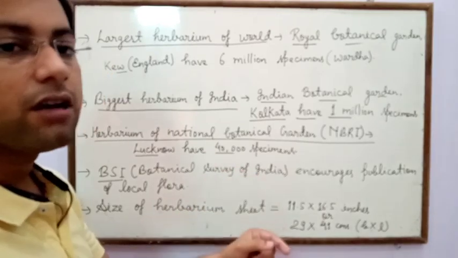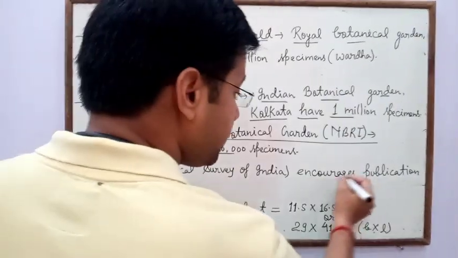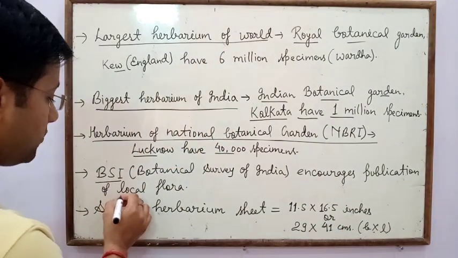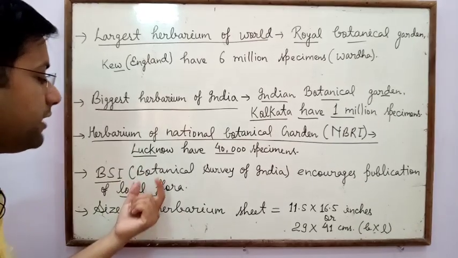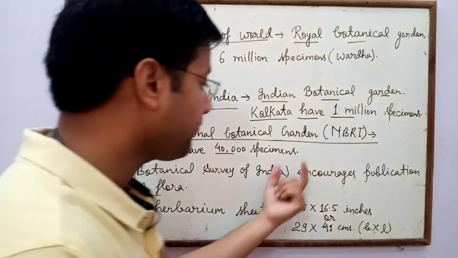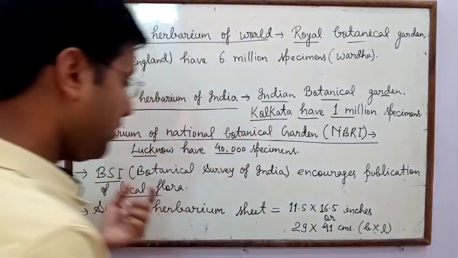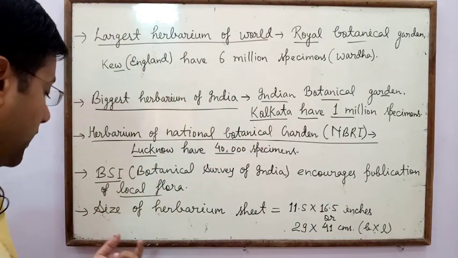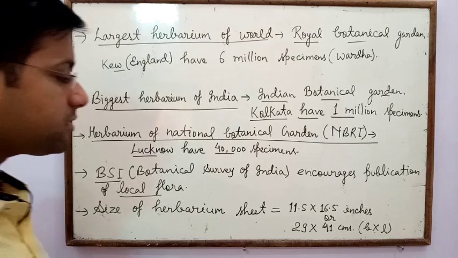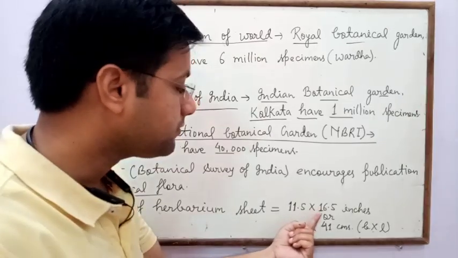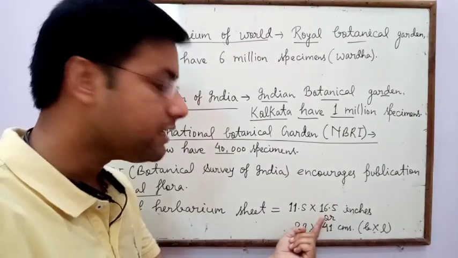BSI, that is Botanical Survey of India, increases publication of local flora. The size of a herbarium sheet is 11.5 by 16.5 inches.